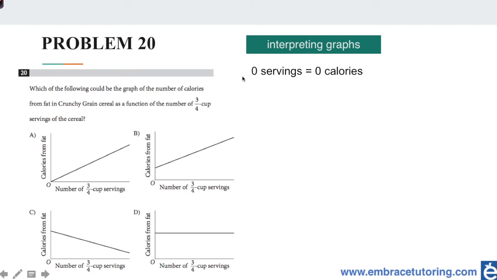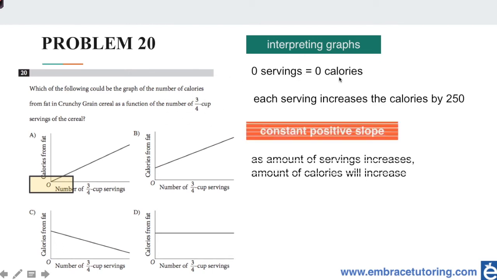And the biggest understanding of this problem is that notice that some of these don't start at 0, right? Now, remember, if you don't consume any servings, you theoretically should not have any calories. And there's only one answer choice that does that, which is A. And theoretically, it should keep increasing respectively. Each serving increases the calories by 250, but A is the most obvious answer choice because it's the only one that starts at 0. And if I don't consume any of the servings, then I'm not going to have any calories.